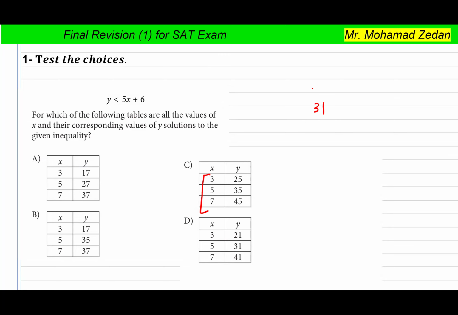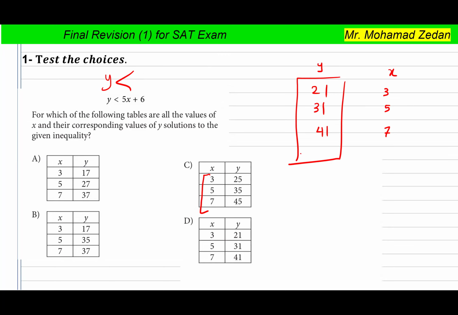No, 21 first one. Again, 5 times 3 is 15. This is the value of 3, this is the value of 5, and the value of 7, these are the x values, and this is the y values. So again, 3 times 5, 15 plus 6, 21. 5 times 5, 25 plus 6, 31. 7 times 5, 35 plus 6 is 41. Which values of these A, B, C, D, the y values smaller than these values? Which one? The y values smaller than all these values.